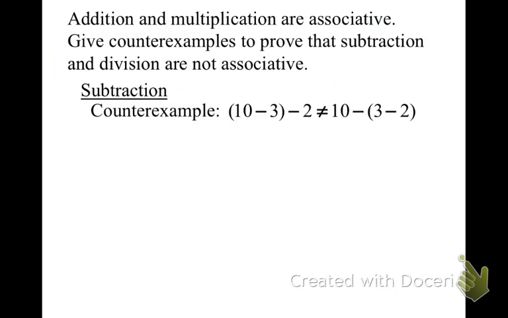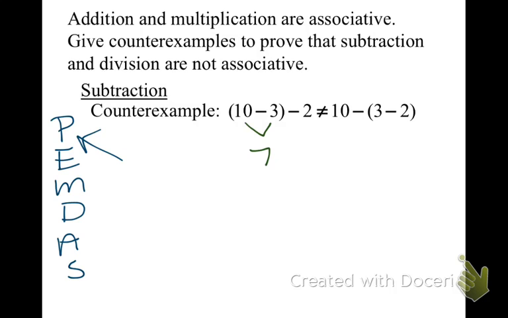So for subtraction, we have our counterexample. We started with parentheses, 10 minus 3, then subtracting 2. Then we regrouped. Remember, associative property means we regroup. So I regrouped the back numbers. Now let's do some math and see how it is that these are not going to equal one another. So we have 10, and don't forget your PEMDAS. PEMDAS still applies. We're always going to do our parentheses first. So I have 10 minus 3, which is 7, minus 2. 7 minus 2 is 5.